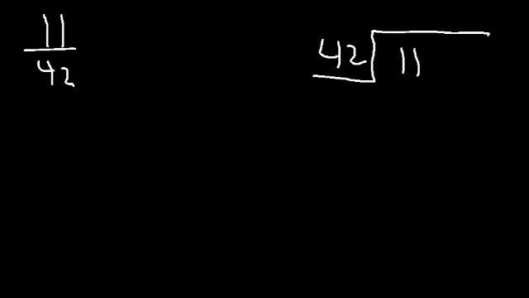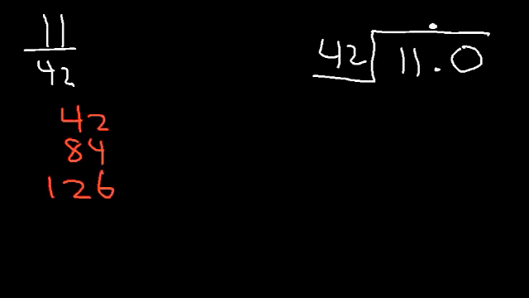Now 42 doesn't go into 11, so we need to add a 0. We're going to treat 11.0 as if it's 110, and we need to add a decimal since 42 doesn't go into 11. So how many times does 42 go into 110? Well, let's make a list. We have 42. If we add 42 to 42, it's 84. And if we add 42 to 84, it's 126, which is too much. So 42 goes into 110 at least 2 times, because 42 times 2 is 84.